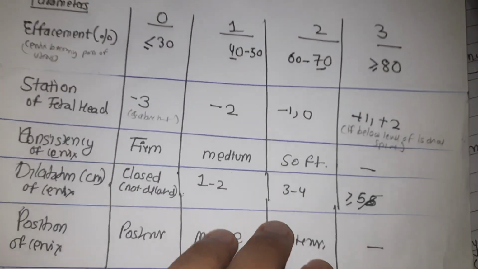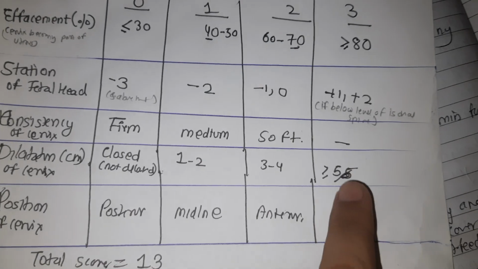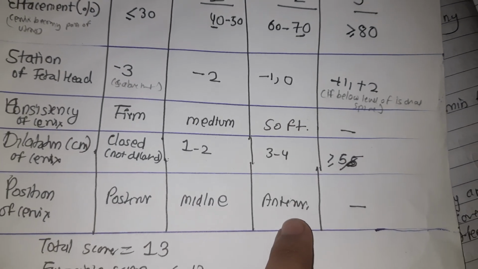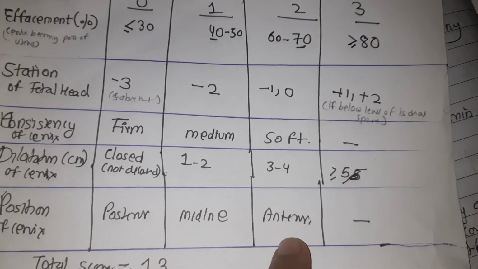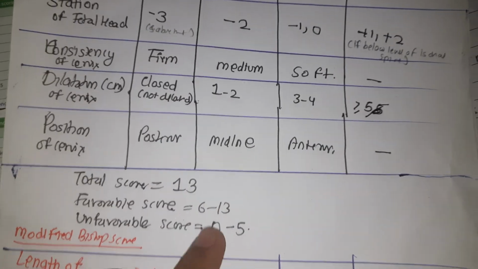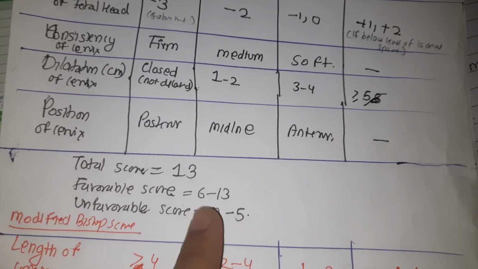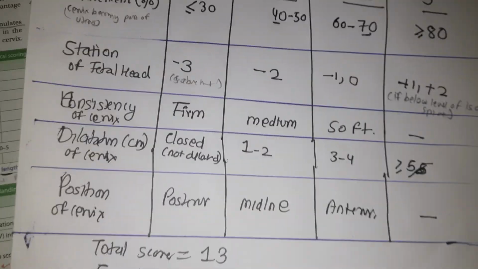After calculating, we have the total score here: 3, 3 plus 3 are 6, 3 more are 9, plus 1 is 10, and 9 plus 2 is 11, and 11 plus 2 is 13, so the total score is 13. A favorable score is usually regarded as 6 to 13, and an unfavorable score is 0 to 5.